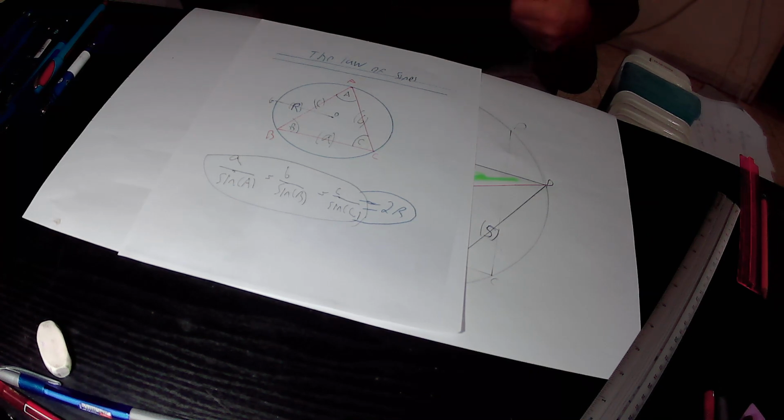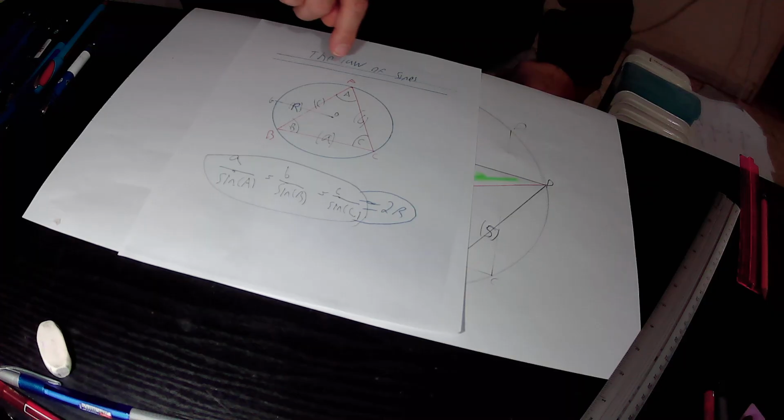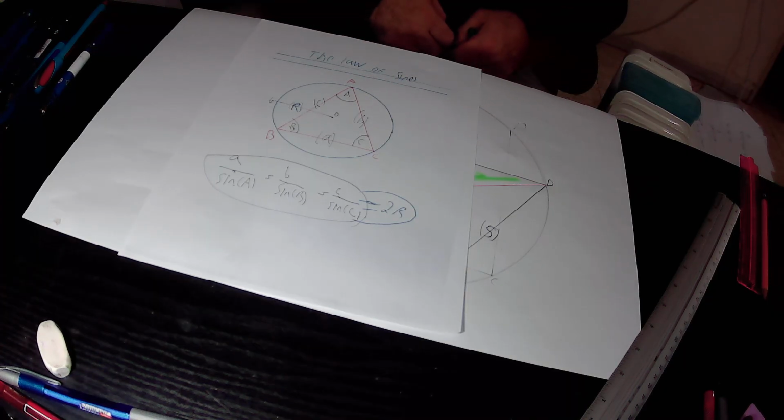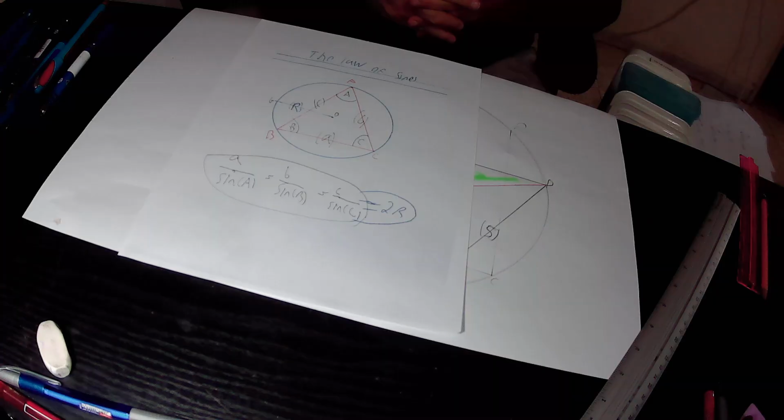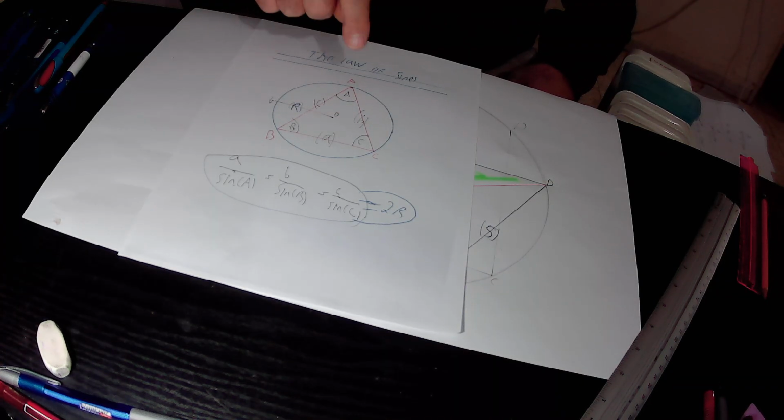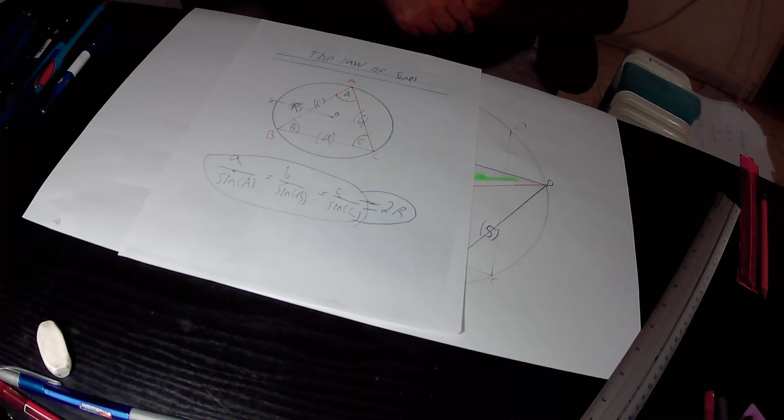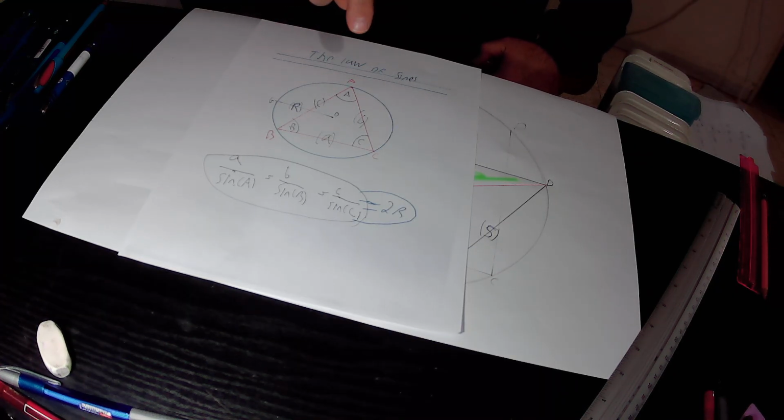And we know that triangle ABC is inscribed in this circle. So according to the law of sines in its full version, the following equation holds: a over sin A equals b over sin B equals c over sin C equals 2R, where R is the radius of the circle that circumscribes triangle ABC. Again, according to the law of sines in its full version, this is another drawing, and the same equation holds: a over sin A equals b over sin B equals c over sin C equals 2R.